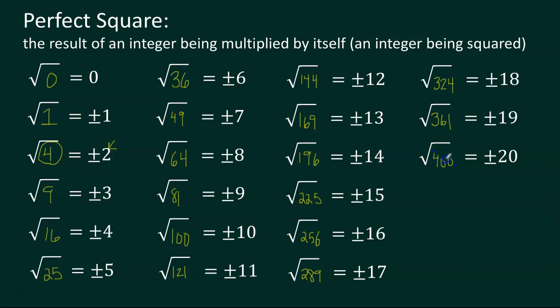And we want to be able to think about it the opposite way, where we say the square root of 400, well, that would be positive or negative 20. The square root of 225 would be positive or negative 15.